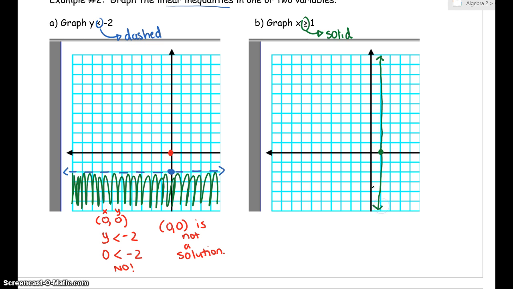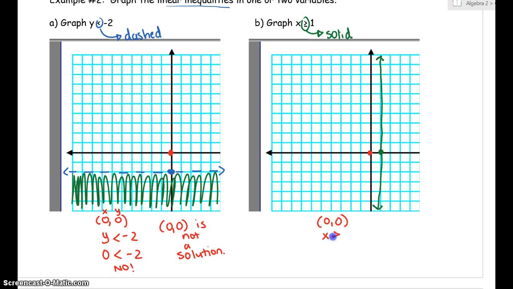Now you can see this green x is greater than or equal to line actually created two sides, the right side of that line and then the left side of that line. And now we're going to go ahead and test a point. Like I said, I like to test 0, 0 if I'm not touching it with my line. If I'm not touching that point, why not use it?